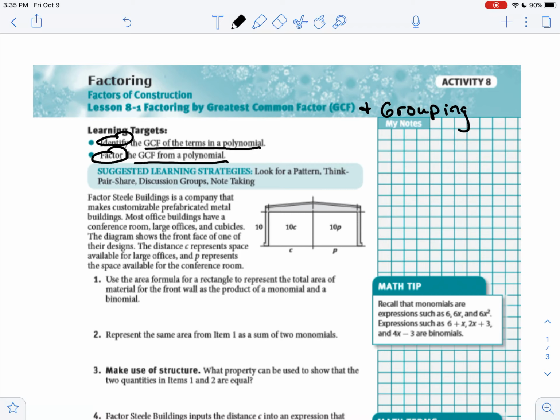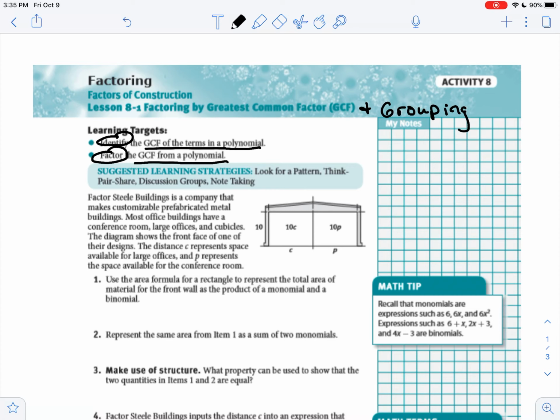So we start with an application problem. It says Factor Steel Buildings is a company that makes customizable prefabricated metal buildings. Most office buildings have a conference room, large offices, and cubicles. The diagram shows the front face of one of their designs. The distance C represents the space available for large offices, and P represents the space available for the conference room.